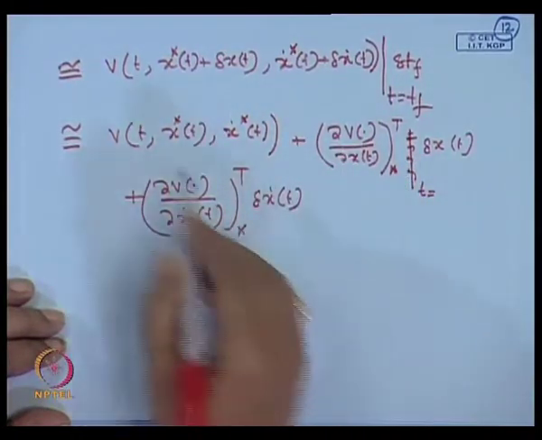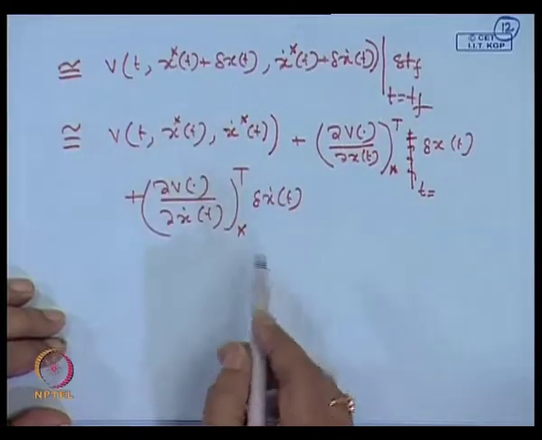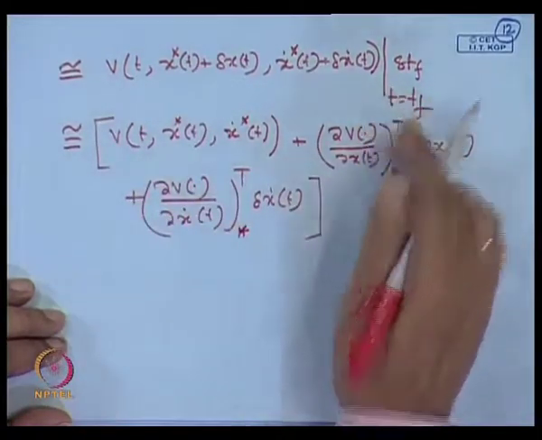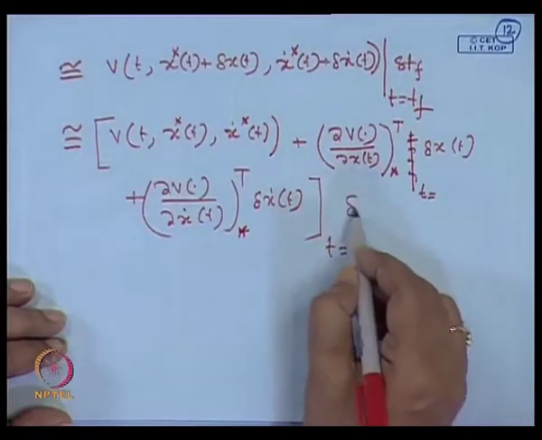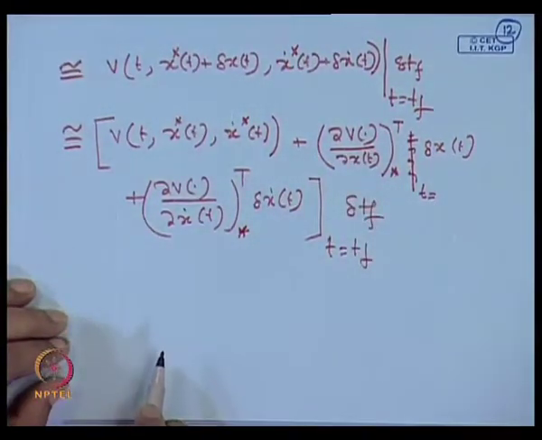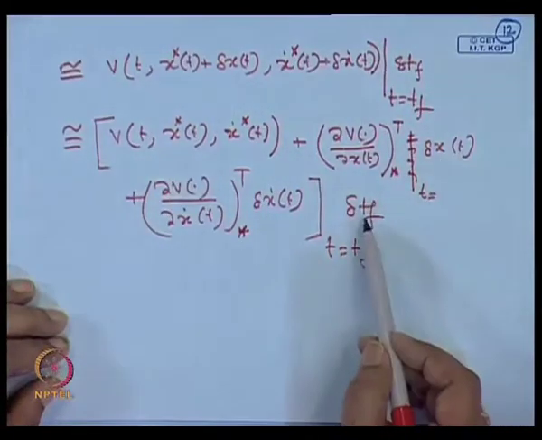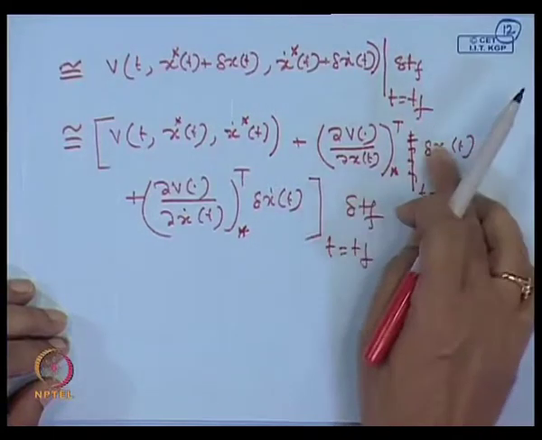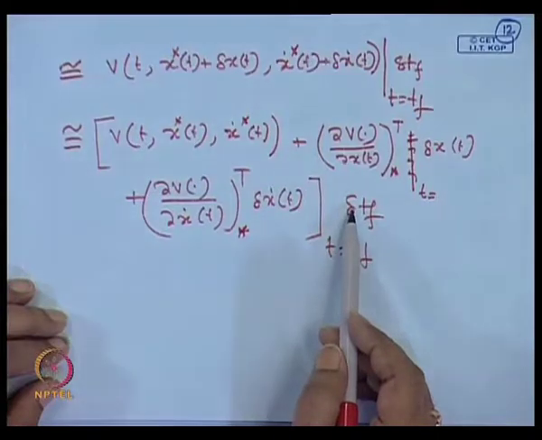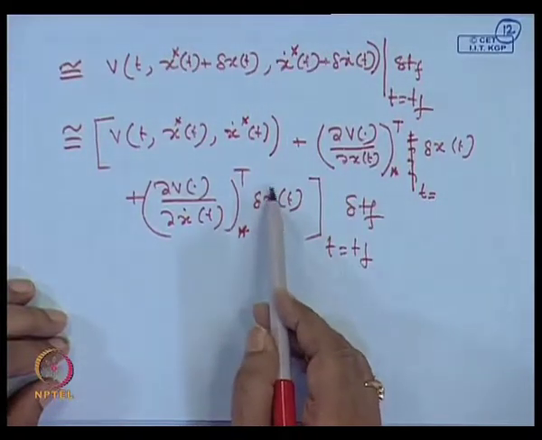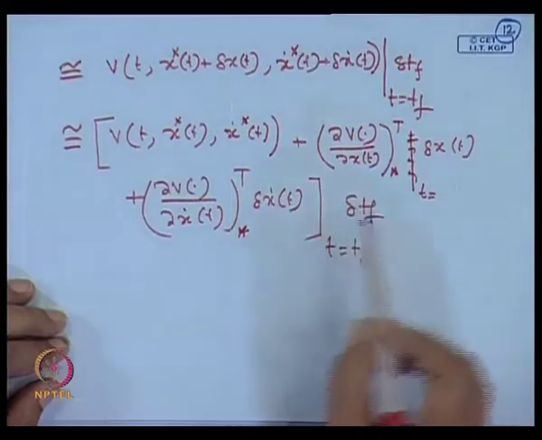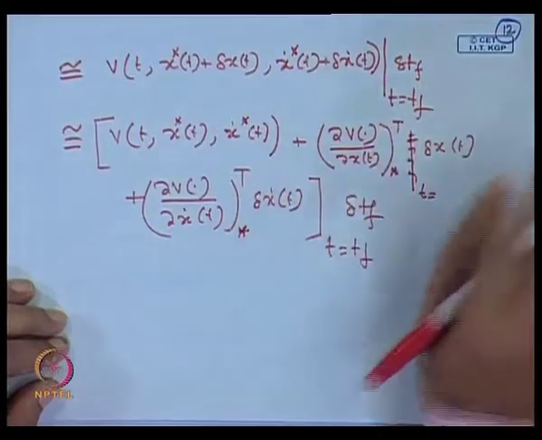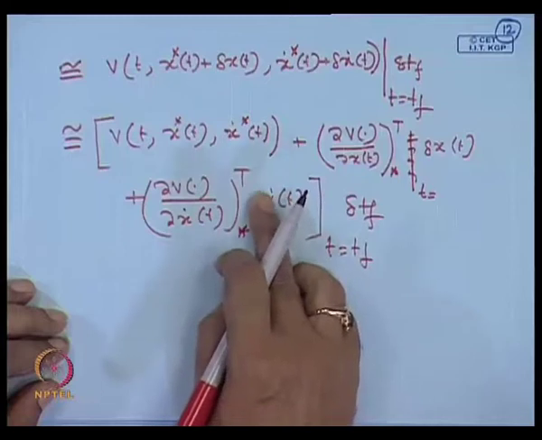And what is this value? I am around the x star, that is why I have written x star in this one. That whole thing, evaluated at time t equal to T f, is multiplied by delta T f. If I push delta T f here, delta x(t) into delta T f, both are very small quantities, you can neglect that one. And delta x dot t is also very small, delta T f is small, so you can neglect this whole quantity after multiplying by delta x dot of t.